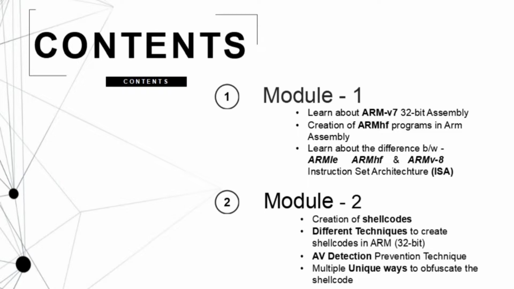Upon moving to Module 2, we will introduce you to the concepts of shell codes, where the entire knowledge gained from Module 1 will be properly utilized to create shell codes like the EXECVE shell code, which is used to get a shell on a Linux system, and reverse shell code, which is used to get a connection back from a remote host to our machine. We'll also cover techniques to bypass antiviruses, and unique ways like XOR encoding and decoding to obfuscate the created shell codes.